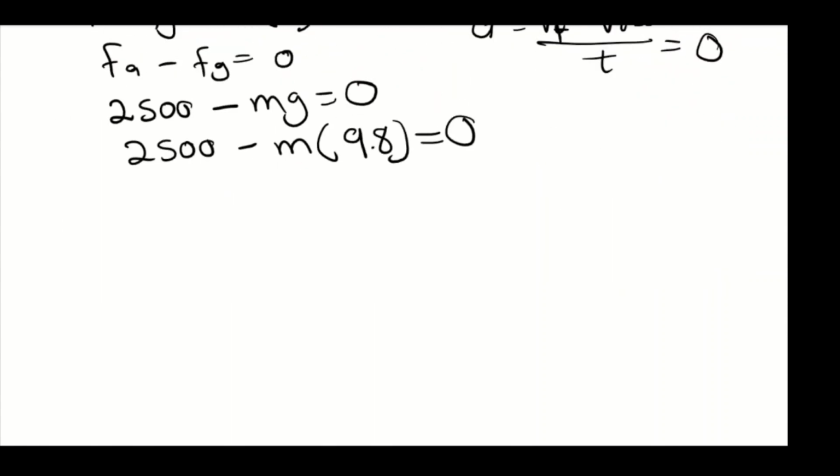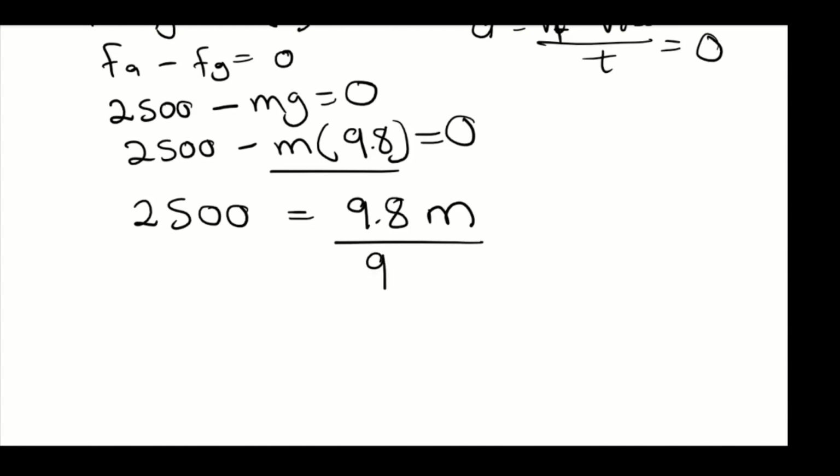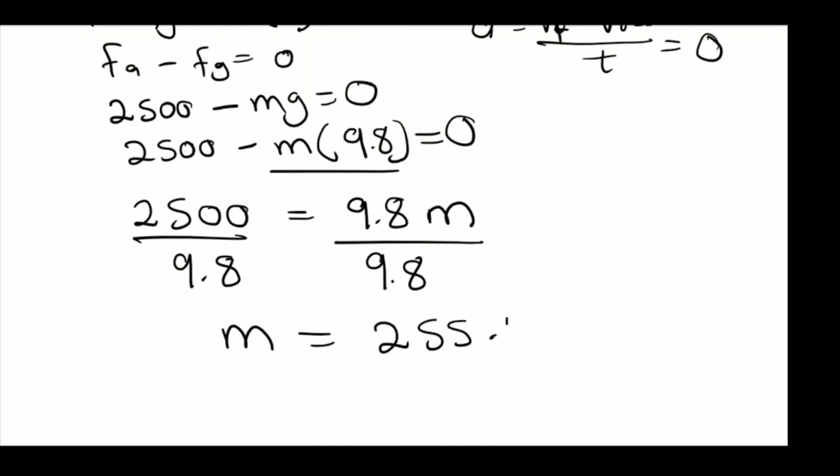Then we can transpose this portion to the other side. So we have 2,500 newtons is equal to 9.8 times m, and we divide both sides by 9.8. Our mass in this case is going to be 255.10 kg.